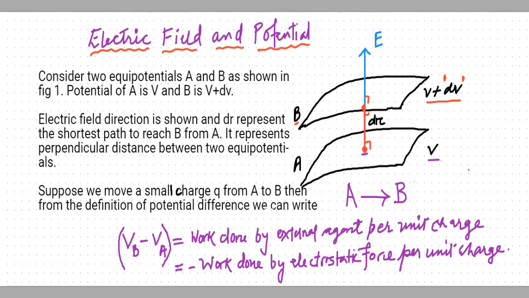This can also be rewritten in terms of electrostatic force. How do we rewrite this? Just by introducing a minus sign. Because we know that work done by external agent is equal to minus of the work done by conservative force, and electrostatic force is a conservative force. So everything will remain the same, but the nature of the force will change from external agent force to electrostatic force, and a minus sign will be introduced. So this is the preliminary setup that we need to obtain the relation between field and potential.